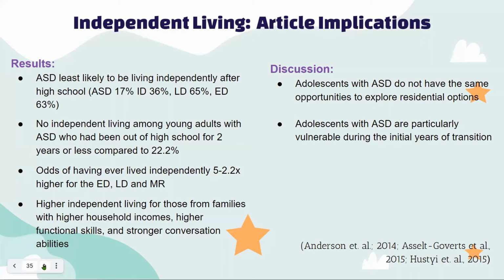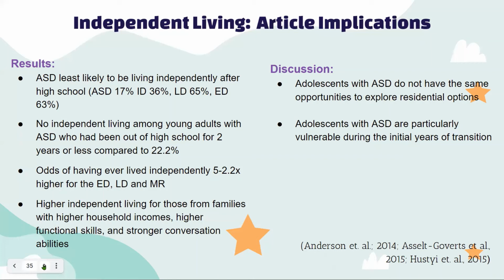Adolescents with ASD had the highest rates of residential continuity. So 79.1% of participants lived in the same situation since leaving high school. And this suggests that adolescents with ASD are not receiving the same opportunities to explore residential options as other adolescents with different disabilities.